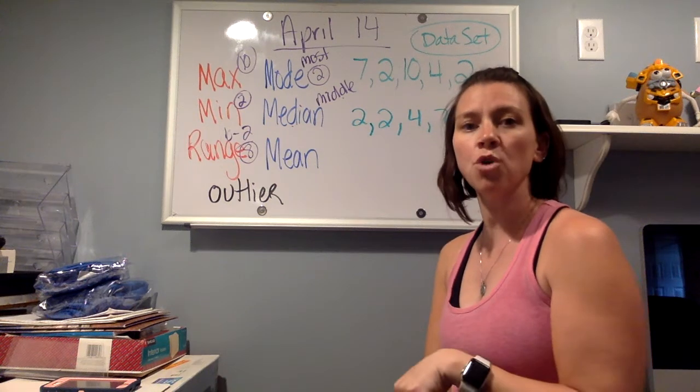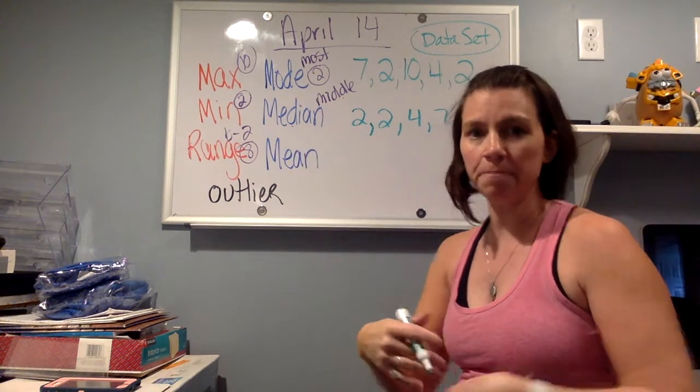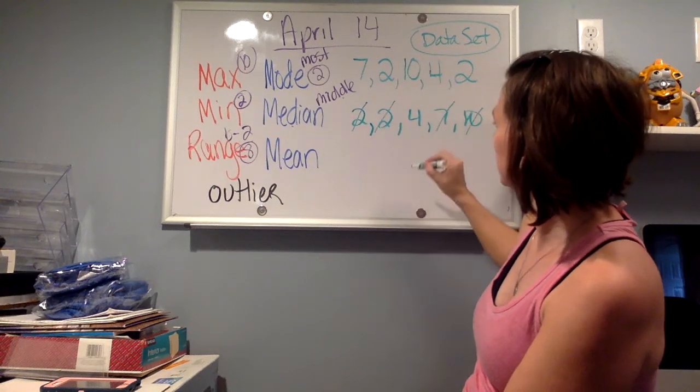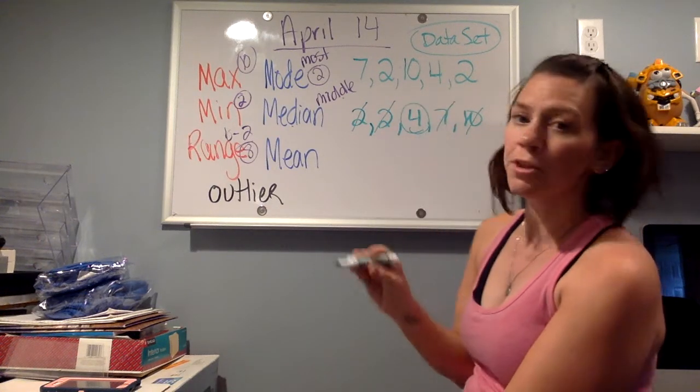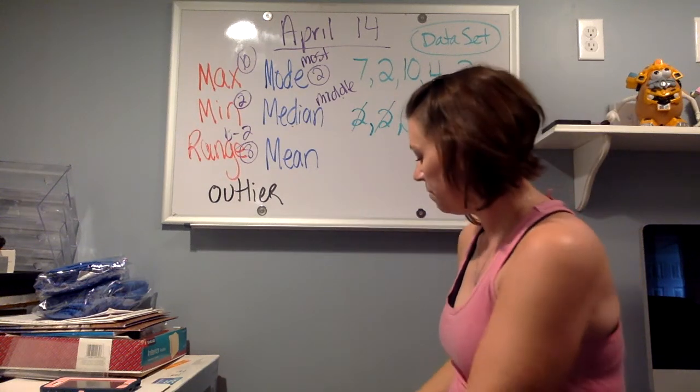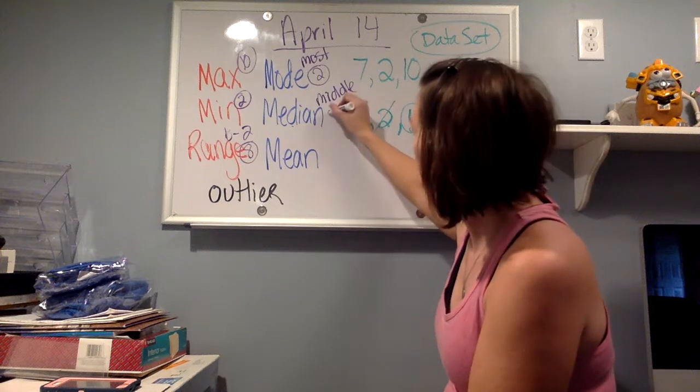Once I have them in order, now I'm going to do the cross-out game, okay? So I cross out my low, cross out my high, cross out my low, cross out my high, and the number in the middle is a 4. So my median would be a 4, okay?